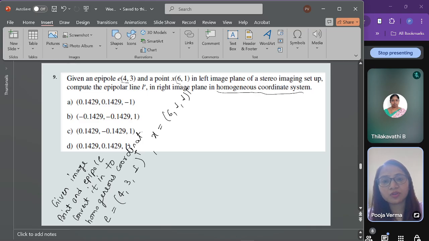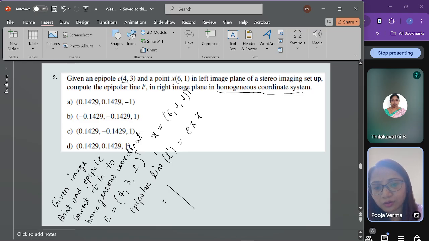Now we have to compute that epipolar line L dash, which is passing through this imaging point. So we can calculate it in the homogeneous coordinates by their cross product, that is E cross X. Okay, so already we know how to compute the cross product.